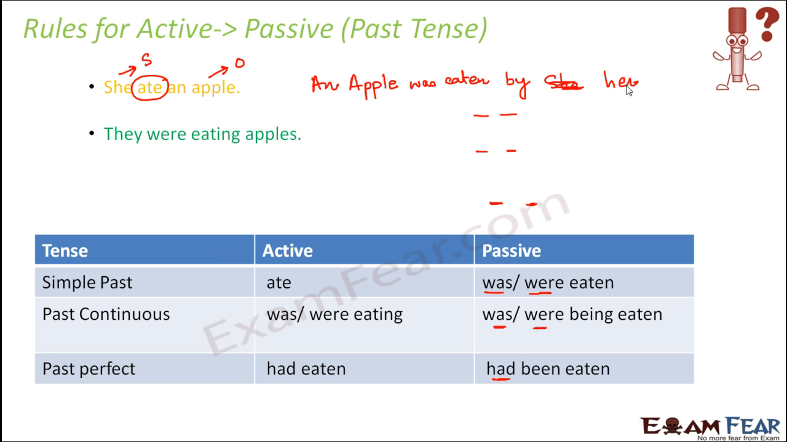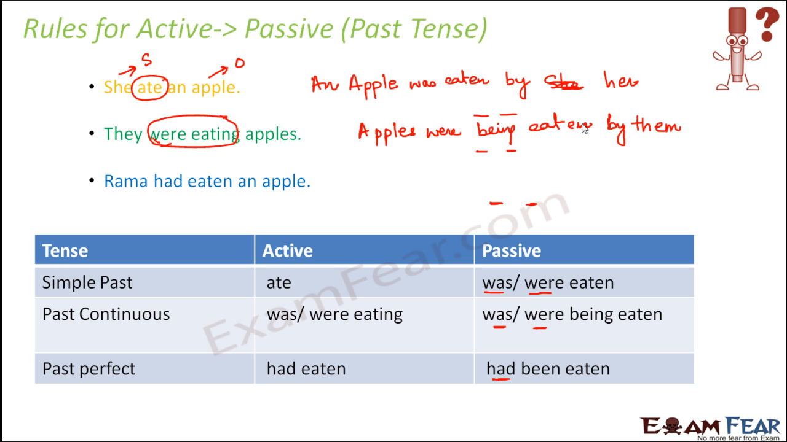Now let's take an example of past continuous. They were eating apples. So in this case, again, first you interchange the subject and the object. So bring apples at the first and take they at the end. So they will basically become them, because when you insert by here, it would be by them. Okay, so here were eating will change into were being eaten. So apples were being eaten by them.